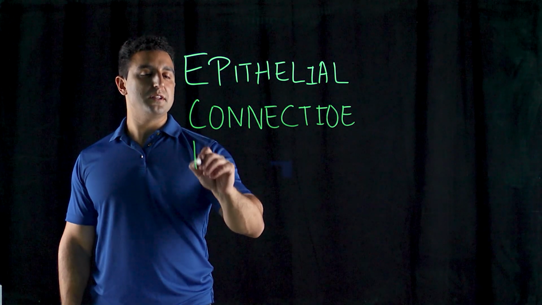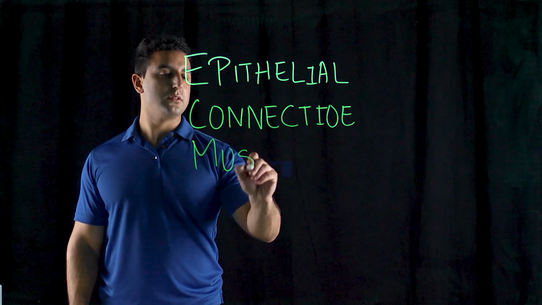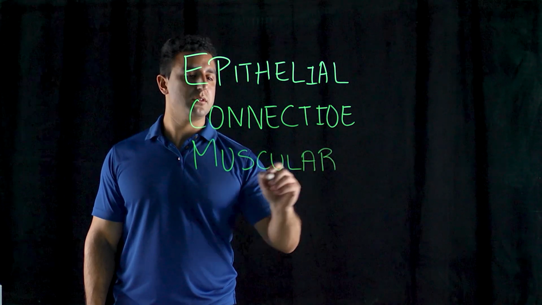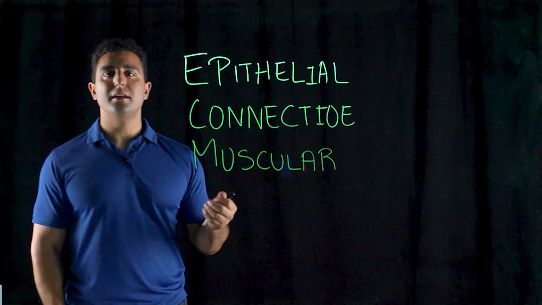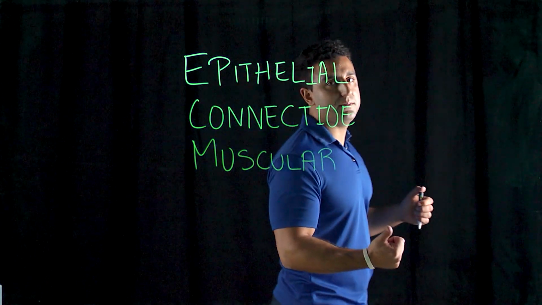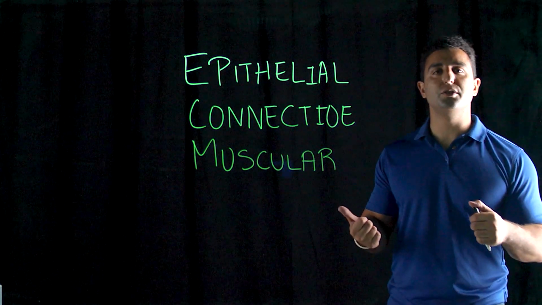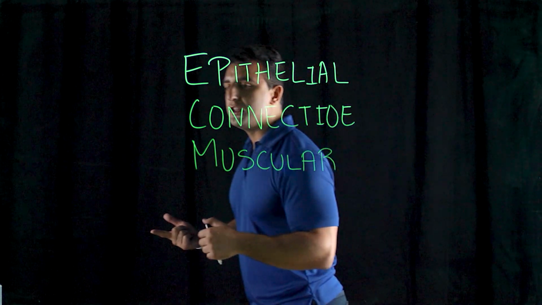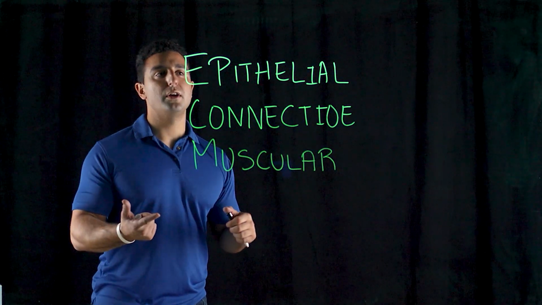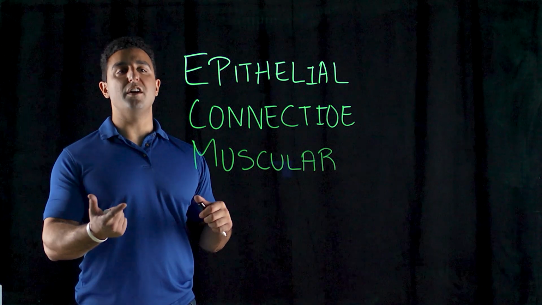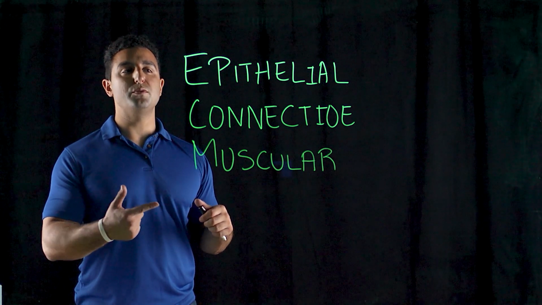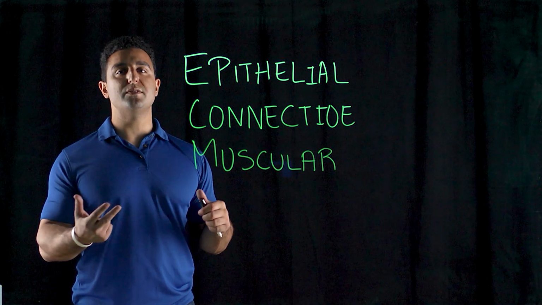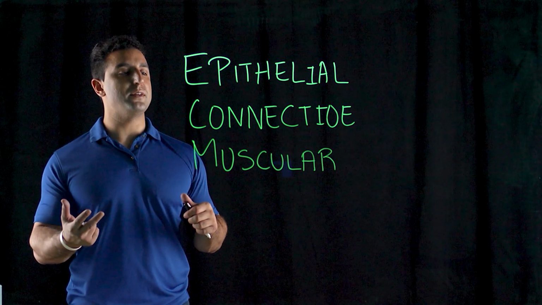Another type of tissue is muscular tissue. So muscular tissue, there's 3 different types, right? So you have skeletal muscle that is bound to your skeletal system, so your bones. You have smooth muscle, which is in charge of allowing for the movement of blood, right? So movement of blood, vasoconstriction, dilation, right? So smooth muscle makes part of your blood vessels.